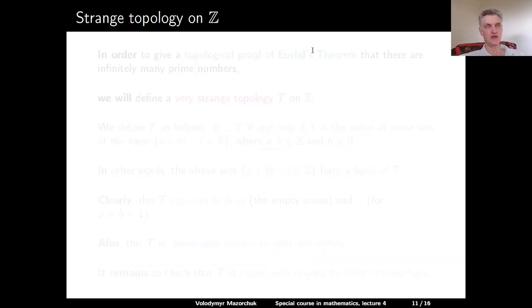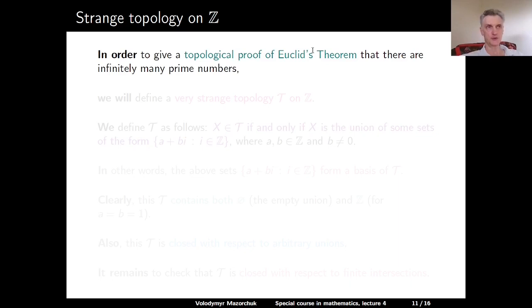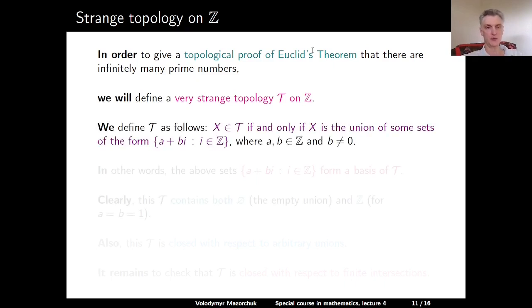So our aim today is to prove Euclid's theorem that there are infinitely many prime numbers using topology. So in order to do this, we will define a very strange topology on the set of all integers. So let us define this strange topology, we denote it by 𝒯, on the set of all integers.